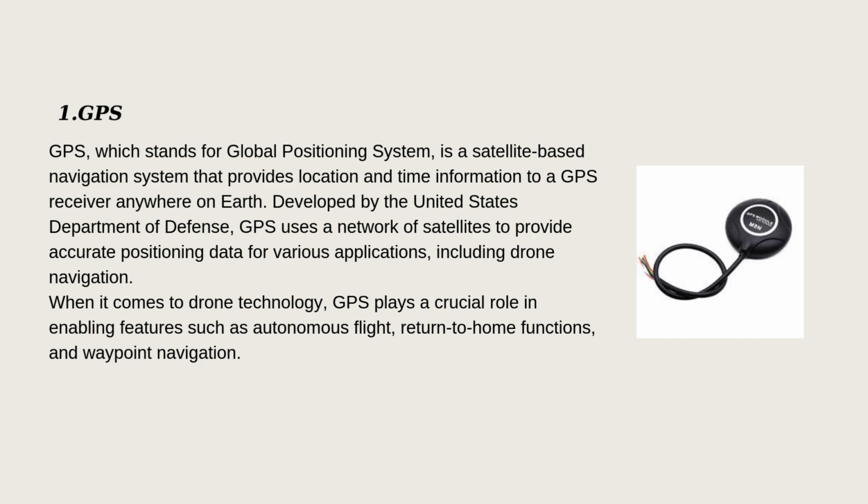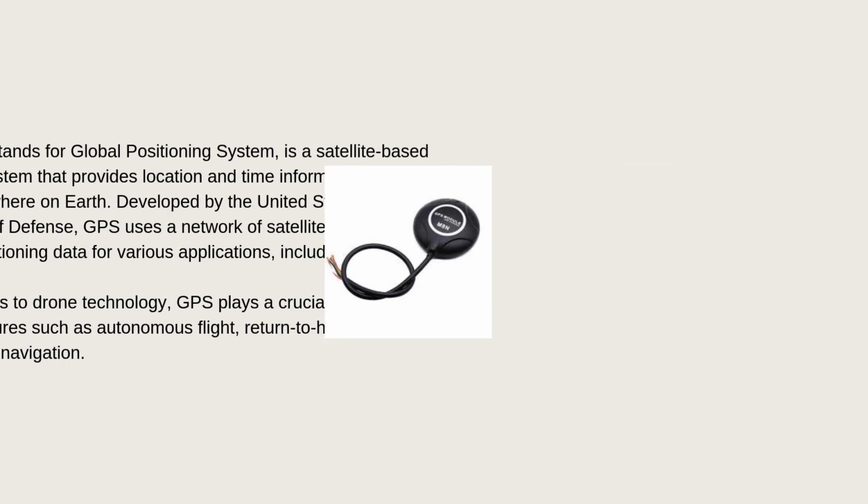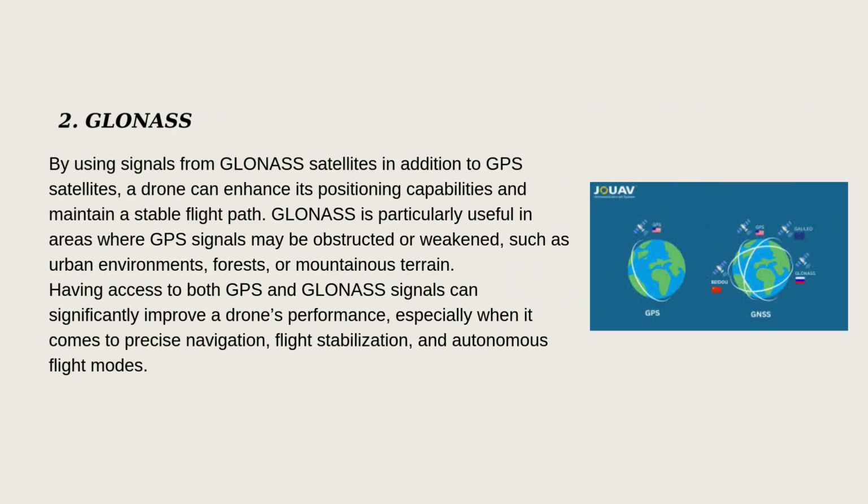Developed by the United States Department of Defense, GPS uses a network of satellites to provide accurate positioning data for various applications, including drone navigation. When it comes to drone technology, GPS plays a crucial role in enabling features such as autonomous flight, return-to-home functions, and waypoint navigation. GLONASS. By using signals from GLONASS satellites in addition to GPS satellites, a drone can enhance its positioning capabilities and maintain a stable flight path.